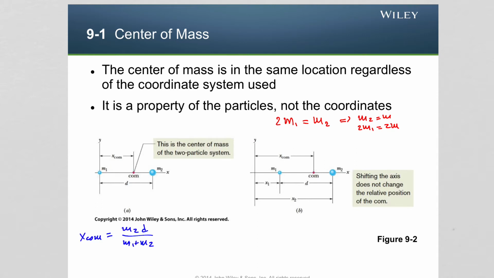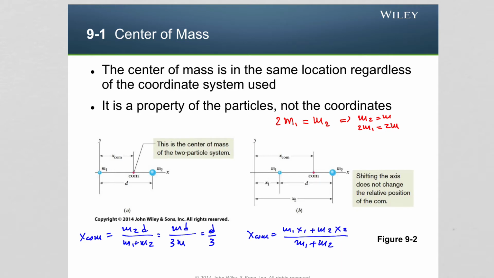So for the first mass configuration, the expression for the coordinate of the center of mass was m2 times d divided by m1 plus m2. Let's substitute. And this gives us md divided by 3 times m. So this is d divided by 3. Let's do the other mass configuration here.